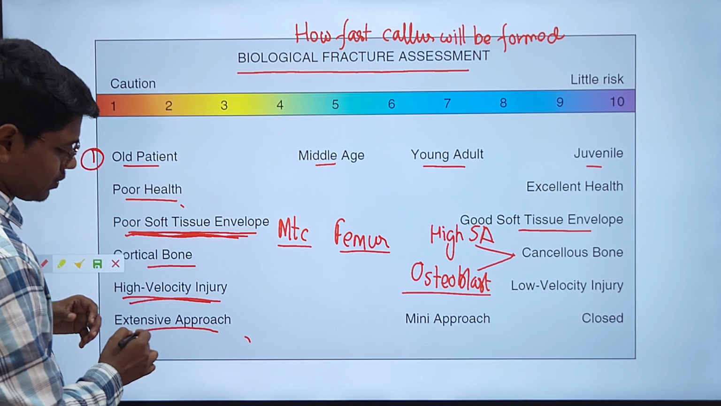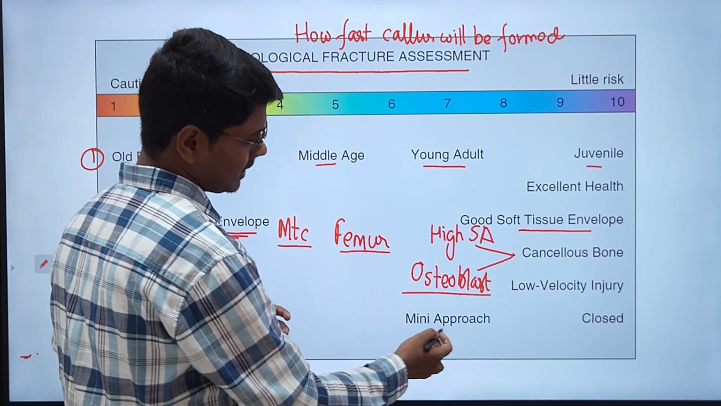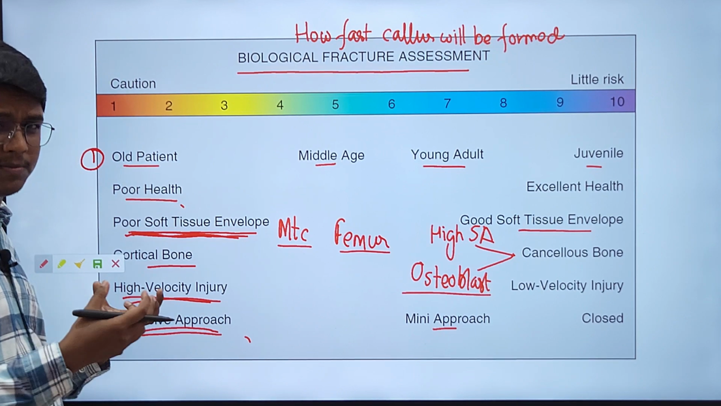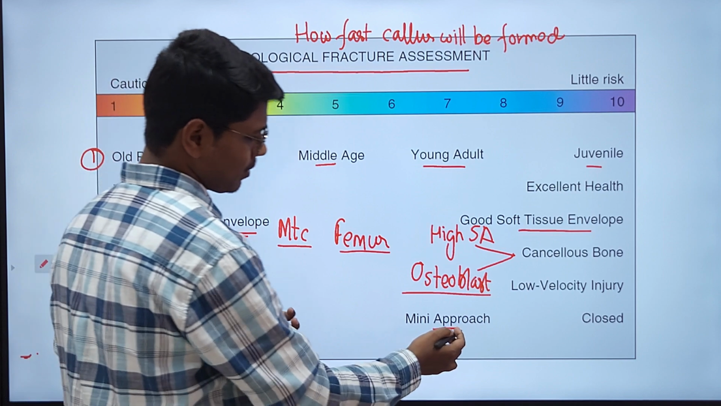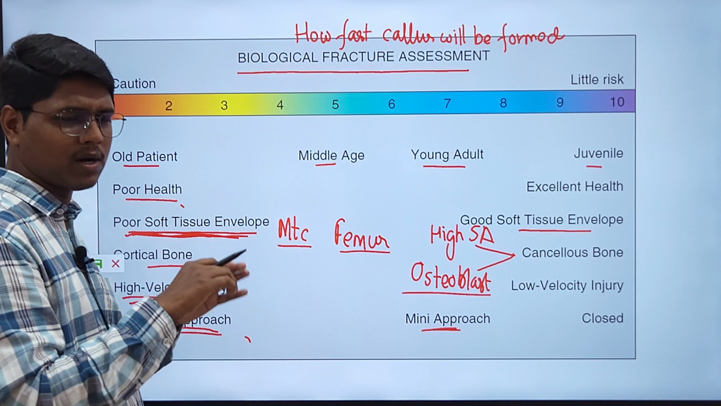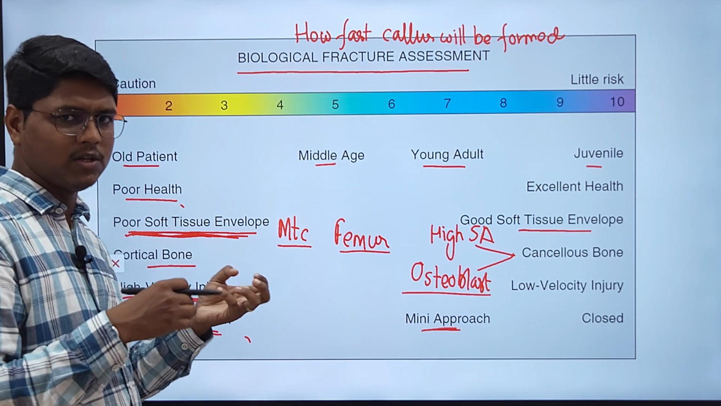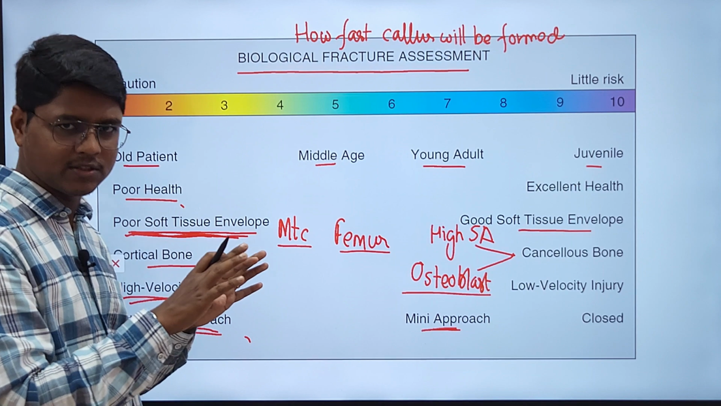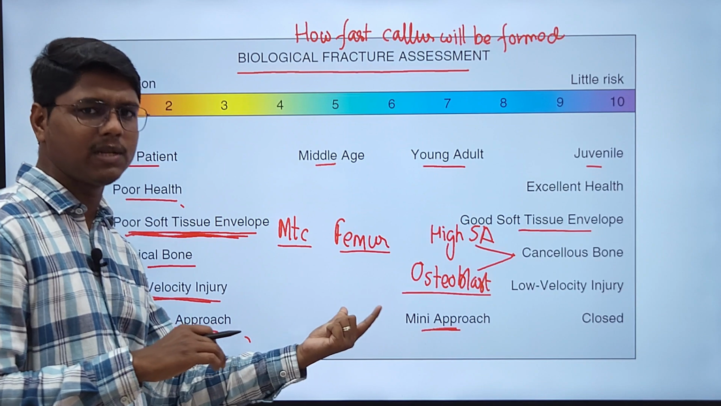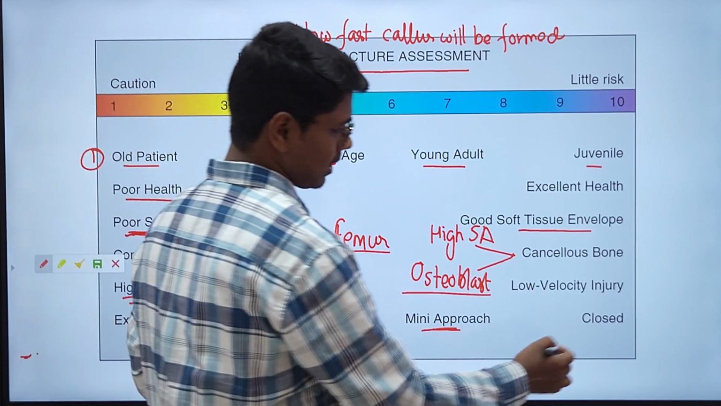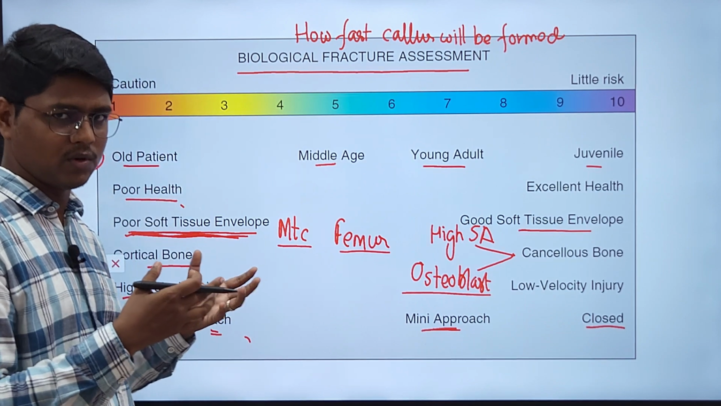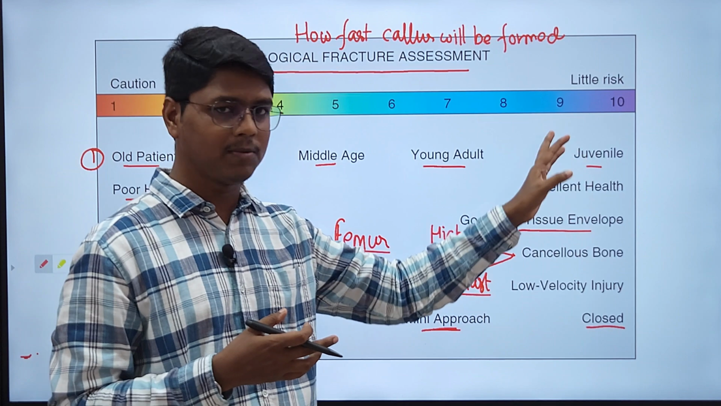Next is the approach, how you are approaching the case. Suppose you are doing some extensive approach, like triple pelvic osteotomy, or you can do a mini approach. For a femur transverse fracture, you give an incision on the tensor fasciae latae, simply open and reduce. That is a very minimal approach, with minimal injury to the soft tissue. Suppose there is a fracture which can be reduced closed, you don't need a surgical approach. In that case, healing will be better.